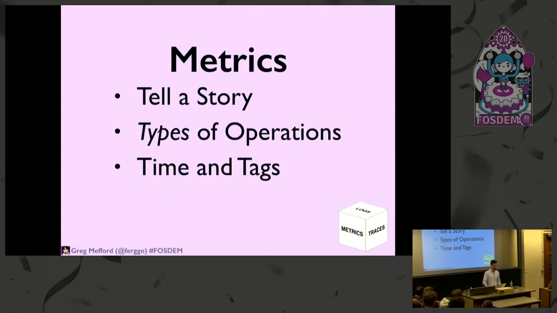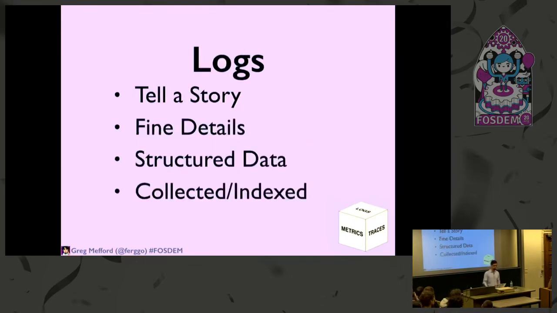Metrics tell you a different story. They're usually about types of operations, like how many of something happened in a given period of time, whether they were successful or errors. They're usually aggregated by a period of time and some tag about the metric. Logs tell yet another story. They're usually in very fine detail, exactly something that happened at a particular point in time. And hopefully, if you're lucky, they're structured so that you can search them and aggregate over different indices. Usually they're collected from all your services into some central, usually vendor-hosted platform, and you pay a lot of money for that.